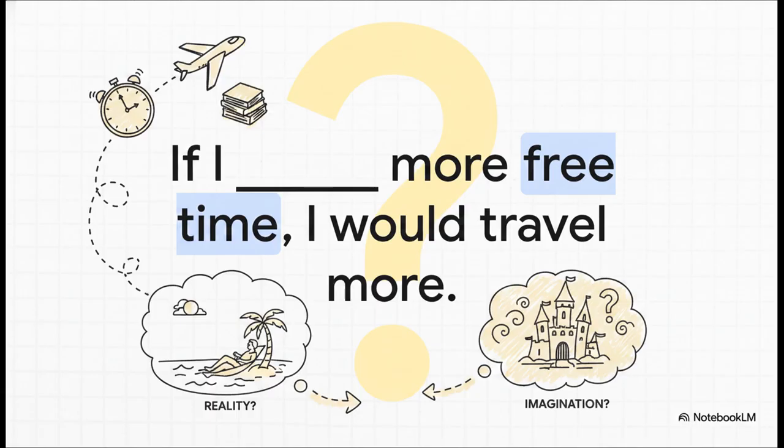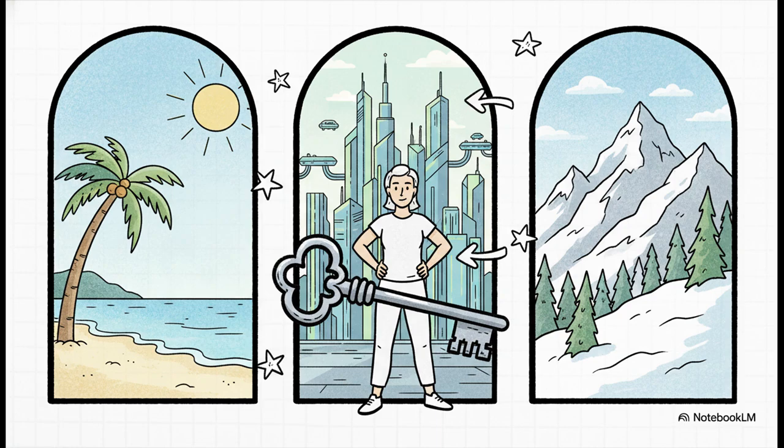Think deeply about this one for a second. Is the speaker describing a reality where they actually possess free time right now, or are they imagining a completely different present? Which conditional is that? The correct answer is B, had. You use the second conditional with the simple past tense to dream about a present that just isn't true yet. You're actively imagining an alternate reality where you aren't so busy.